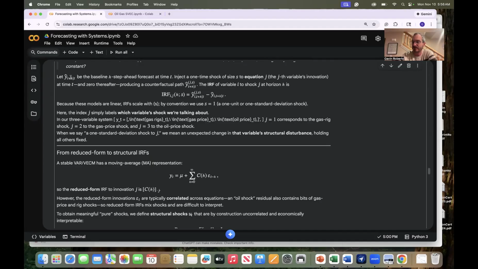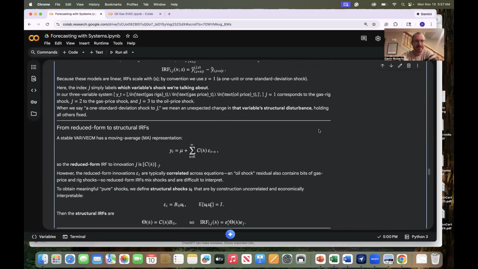So we have one path that's just based on the current estimates, but then we shock it and we have a counterfactual path. And then the IRF of a variable i to shock j at that horizon is just the difference between our baseline and what happened when we shocked the system. That's the impulse response to the shock, the difference between those two things. Because these models are linear, IRFs scale with the shock. So by convention, we often use S equals 1, a 1 unit or a 1 standard deviation shock.